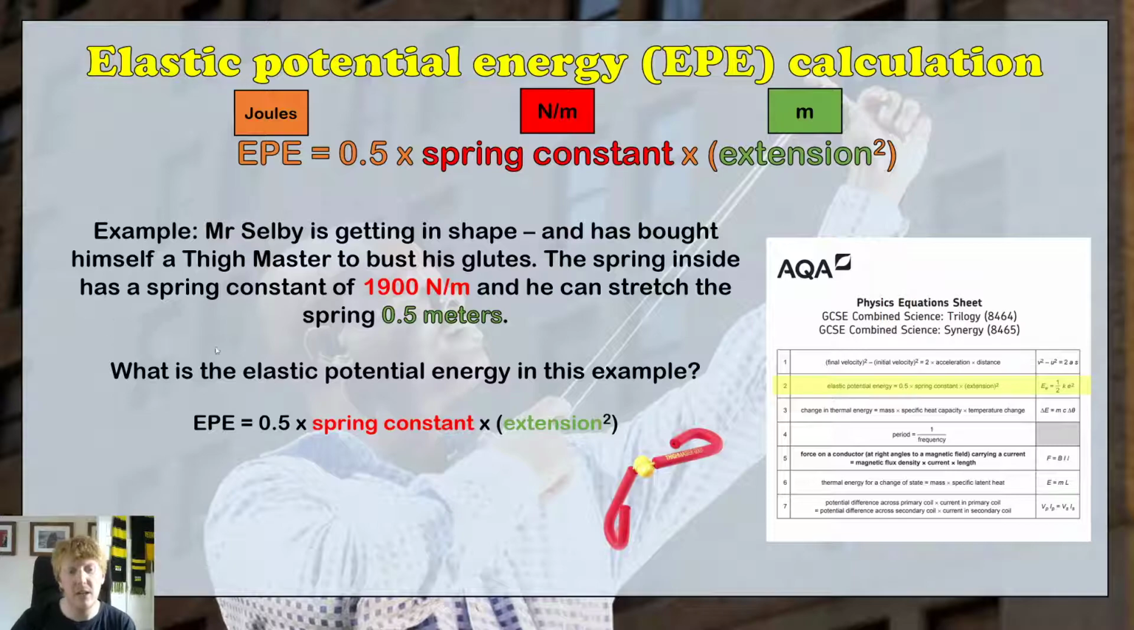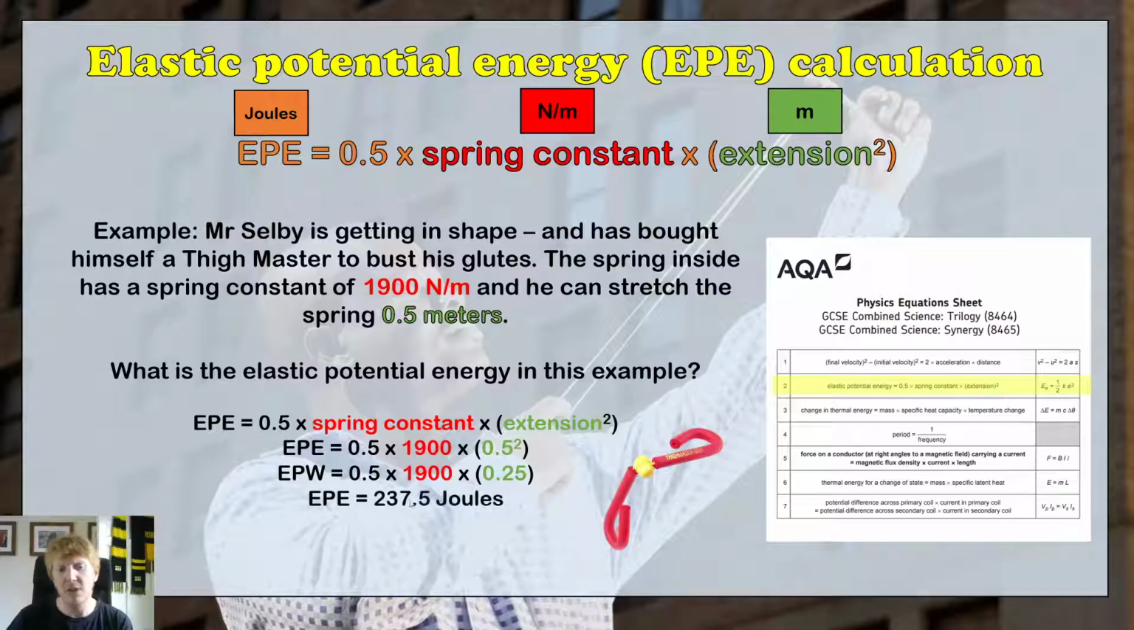So elastic potential energy is equal to 0.5 times spring constant times extension squared. So 0.5 times the spring constant, which was 1900, times extension, which is 0.5, but we square it. Always solve the squared first, plug it into your calculator, 0.5 squared, and you'll get 0.25. So elastic potential energy is equal to 0.5 times 1900 times 0.25, done. And you get 237.5 joules of energy. All right.